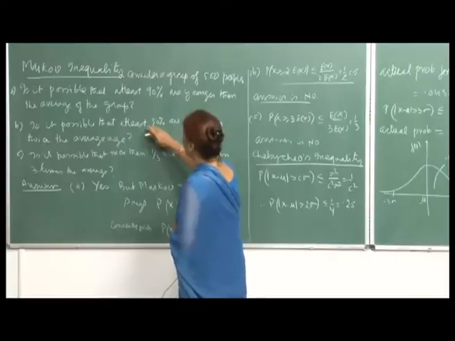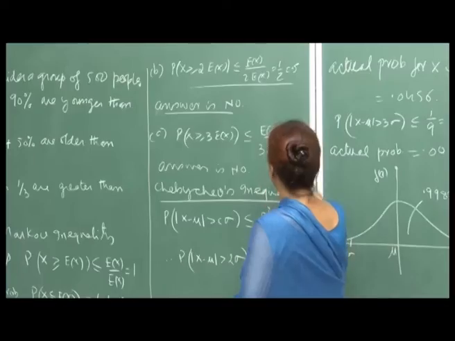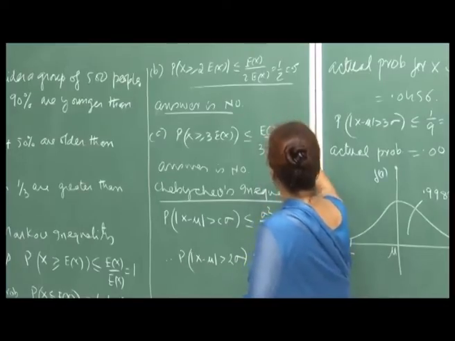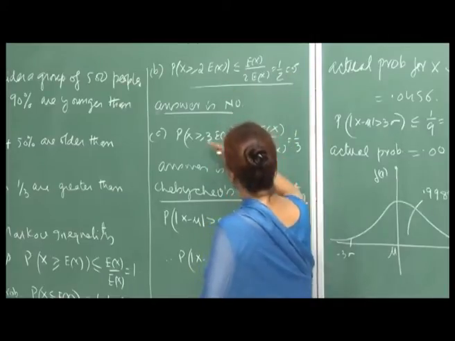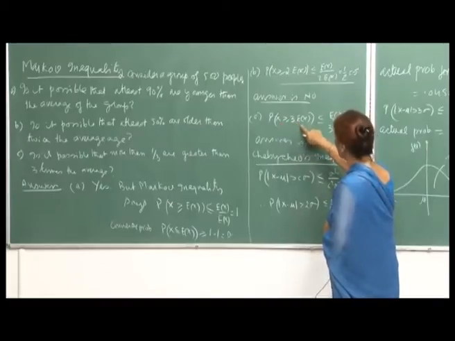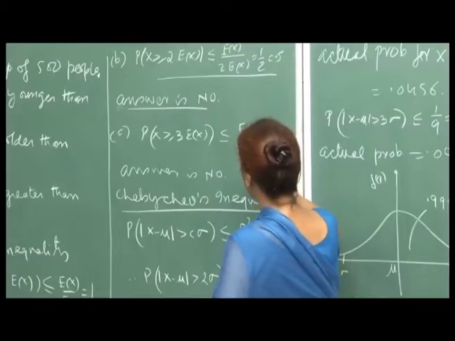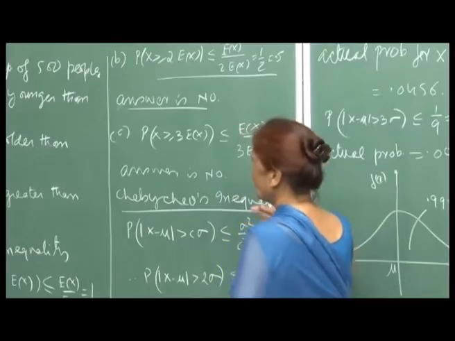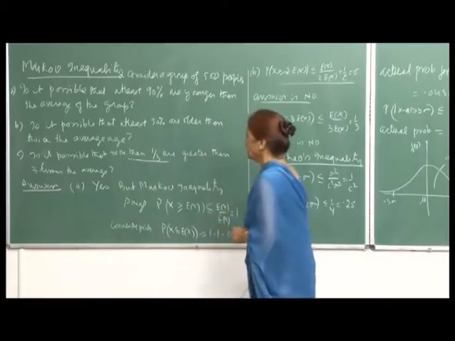Because here they are asking, is it possible that at least 50% are older than twice the average age? Right. So, no, 50% will not be older. This probability would always be less than or equal to 0.5. And similarly, for the third question, the probability that x is greater than or equal to 3 times E[x] will be less than or equal to E[x] upon 3 E[x], and this is 1 by 3. So, therefore, again, more than 1 by 3 is not possible.